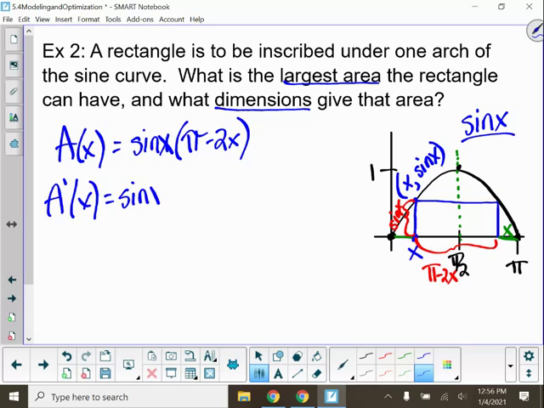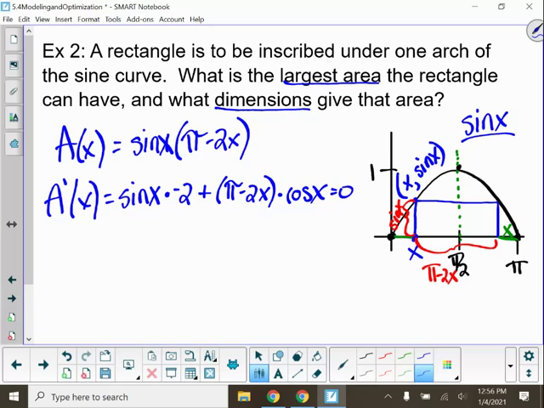So we have the first times the derivative of the second. Well, the derivative of pi is 0. The derivative of negative 2x is negative 2. Plus the second times the derivative of the first, which is cosine of x. So we take the derivative, we set it equal to 0. It is not possible to solve this equation using just algebra. You actually have to use a calculator to see what the solution is to this.